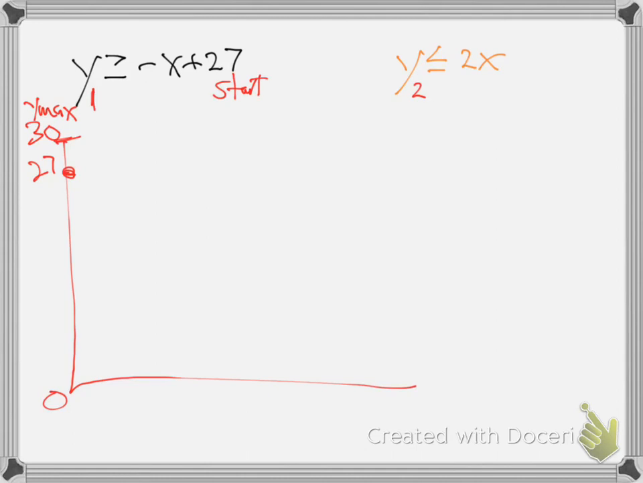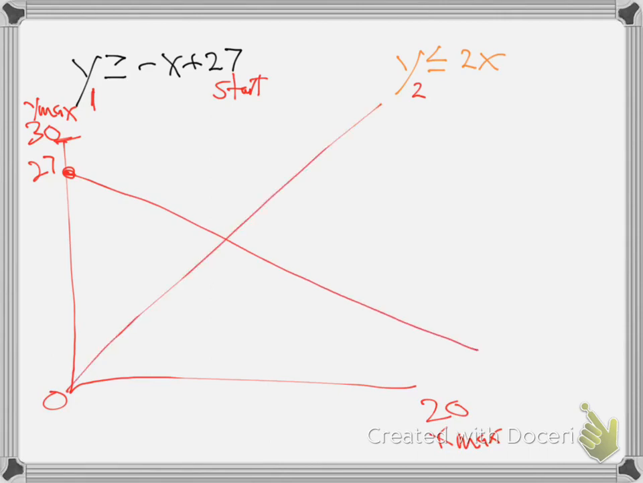I'm going to have my x max, it looks like my x max is 20. That's fine. Here's what I'm seeing on mine. This goes off the screen. This one goes like that. That's what I'm getting. Getting that on your screen? You got to make your y max 30. It's got to be big enough to include that 27, huh? Everybody good with that? So there's the graph.